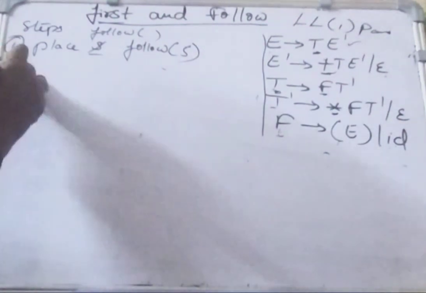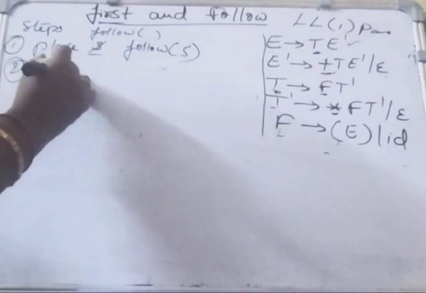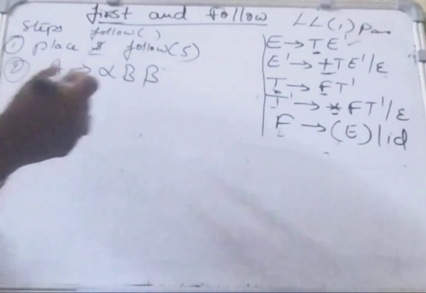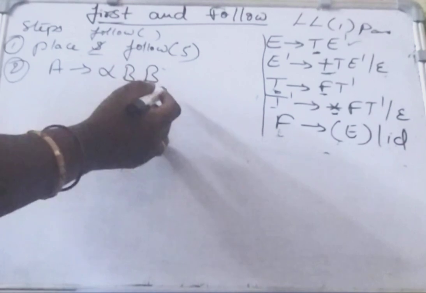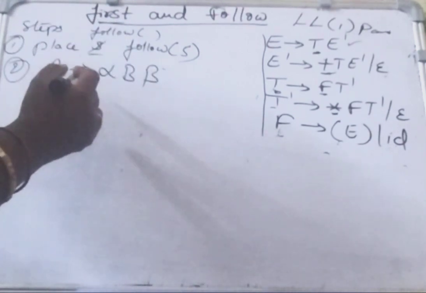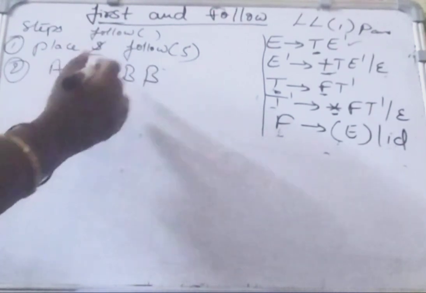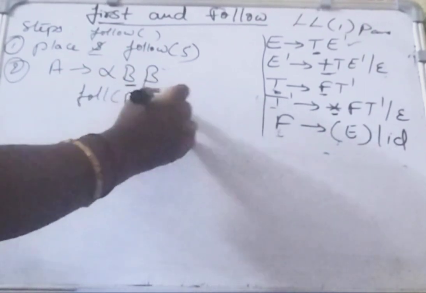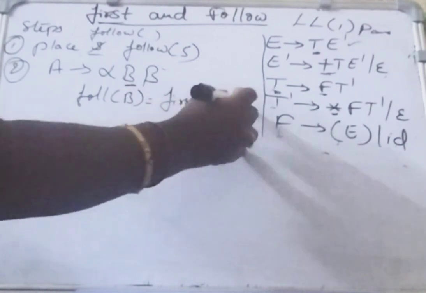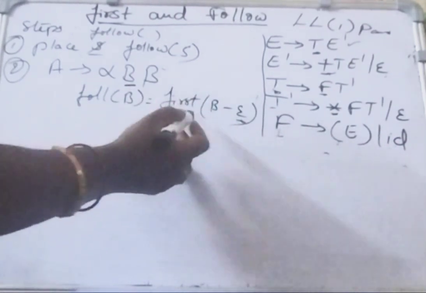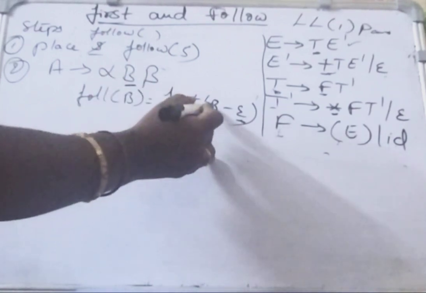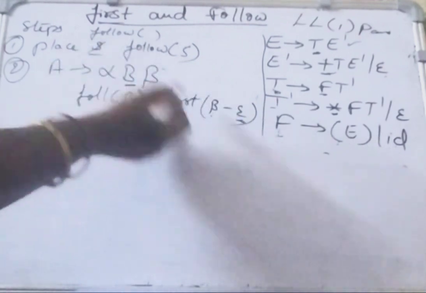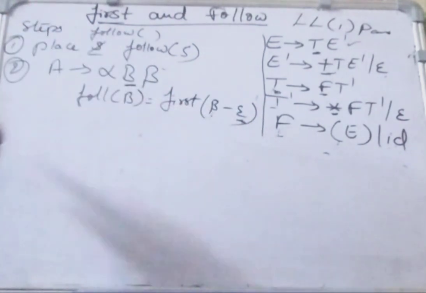And second rule is, if there is a production of the form A derives alpha B beta, then everything is follow of B. Then this follow of B is equal to first of beta minus epsilon. First of beta minus epsilon means apart from epsilon, whatever the first symbols are there in beta, except epsilon, you have to add all the symbols into follow of B. So this is the second rule.